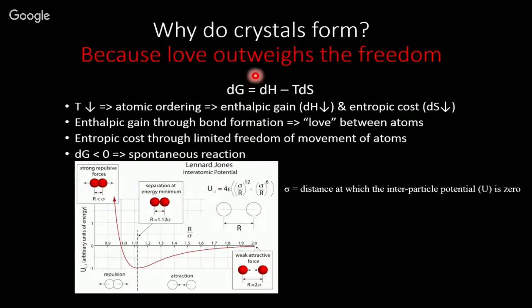As opposed to that, you have the enthalpic term, which you can think of as energy stored in chemical bonds. In order to have a spontaneous process, the free energy term has to be lower than 0. How do you attain that? You have the enthalpic gain when the atoms come closer together. So in a way, love of a kind, right, brings that gain.